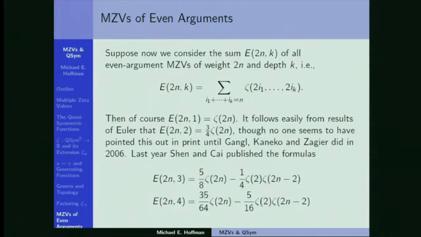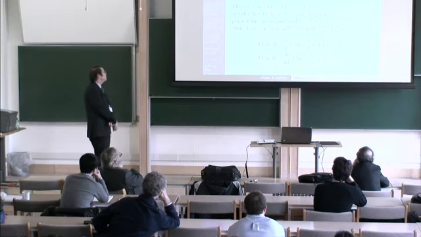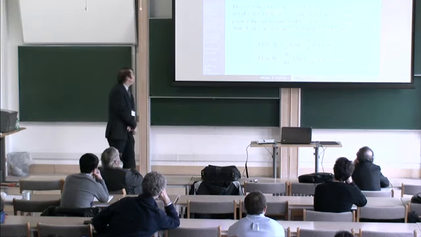It's actually sort of implicit in Euler's paper from 1775 that if you just take the ones of length 2, they add up to 3/4 of zeta 2n. Not that he says it explicitly, but he gives formulas from which it follows easily. Nobody seems to have actually pointed out this identity in print until Gangl, Kaneko, and Zagier did in 2006.